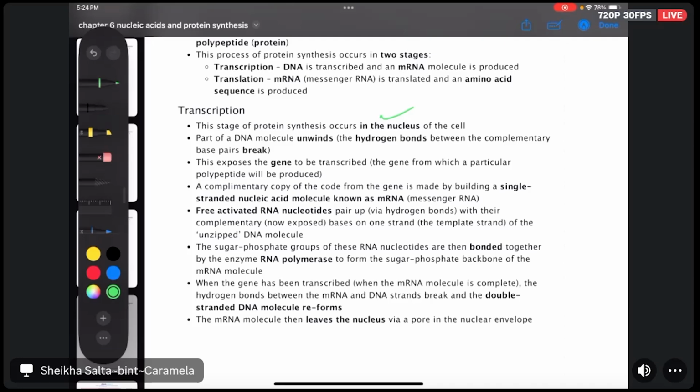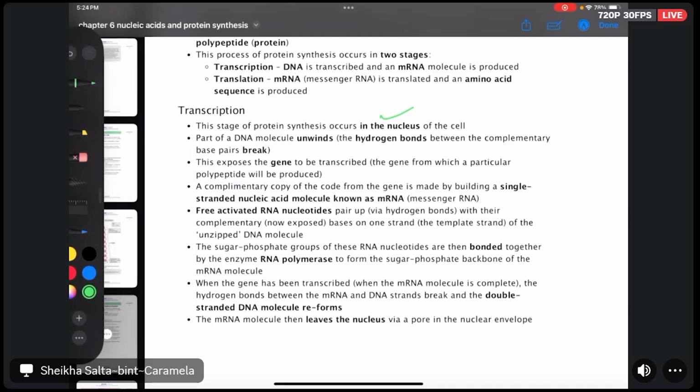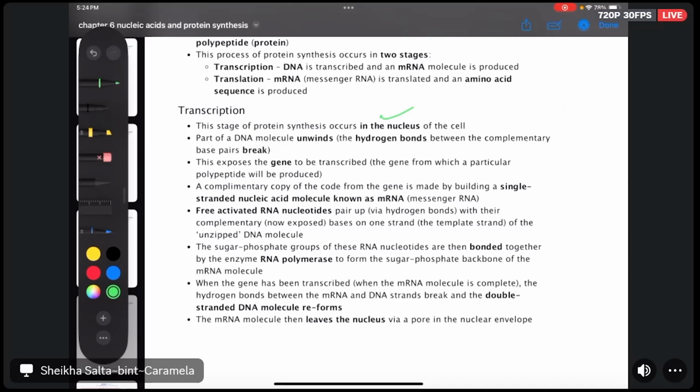A complementary copy of the code from a gene is made by a single stranded nucleic acid known as mRNA. Once the gene that needs to be transcribed is exposed, free activated RNA nucleotides will pair up using complementary base pairing onto the template strand where the DNA is unzipped. Then the RNA polymerase enzyme will form sugar phosphate, or phosphodiester, bonds between the RNA nucleotides that are attaching onto the template strand.